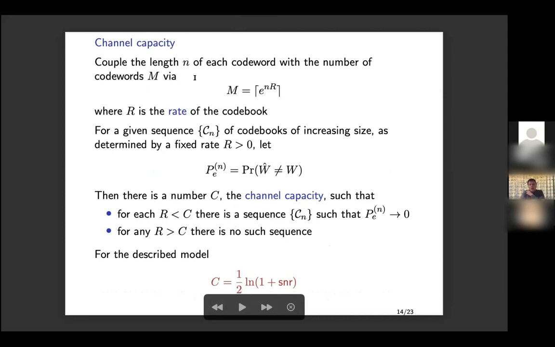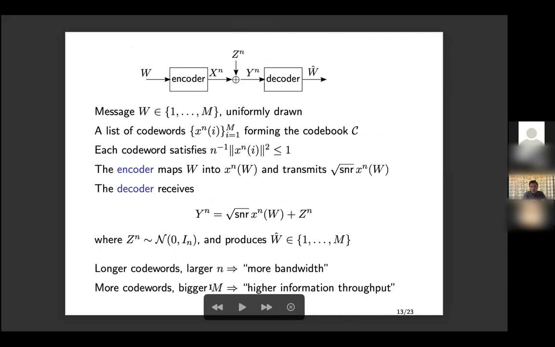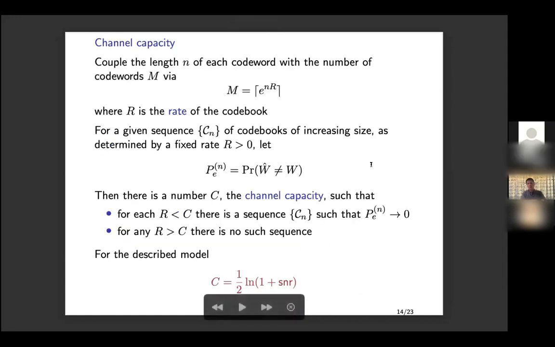So let's couple the length of a code word, length N, to the number of code words, big M, by saying big M is equal to E raised to N times R, where R is some non-negative number, and rounded up, so this notation here means round up to the closest integer. So I couple N and M through this number R, which I call the rate of the code. So for bigger rate, the number of code words grows faster with the length of the code words. So you want the rate to be big because, as I said, you want many possible code words or higher information resolution for a fixed code word length, or per transmitted code word component, you could say. So you want the rate to be high.